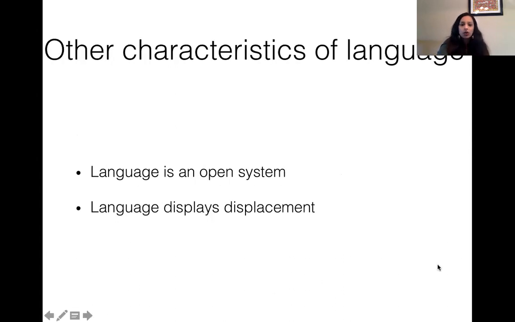There are also other characteristics of language, such as language as an open system. What do I mean by that? Language is welcoming of new words and is welcoming of new constructions and new changes. And it's an open system in that it's not a closed system. There is scope for change, and language changes every single day as we speak. And it also displays displacement. So very often in language, you can actually talk about things that have happened in the past and things that are going to happen in our future. So there is that aspect of displacement in language.